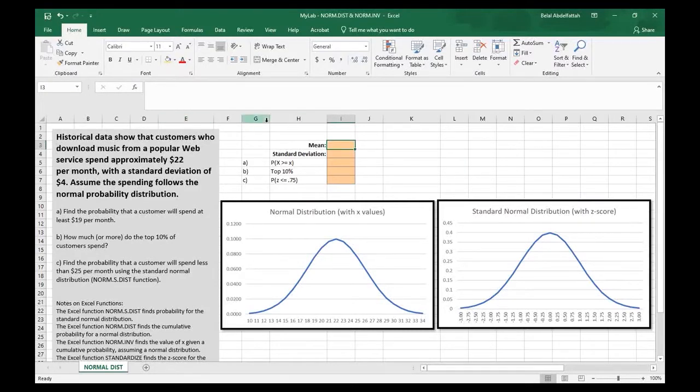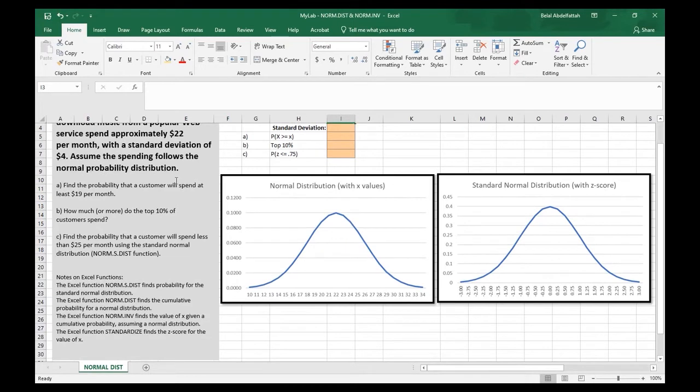Okay, so we have a normal distribution problem here, and let's go ahead and try to solve it. It says historical data show that customers who download music from a popular web service spend approximately $22 per month with a standard deviation of $4. And here's the assumption that we're dealing with a normal probability distribution.